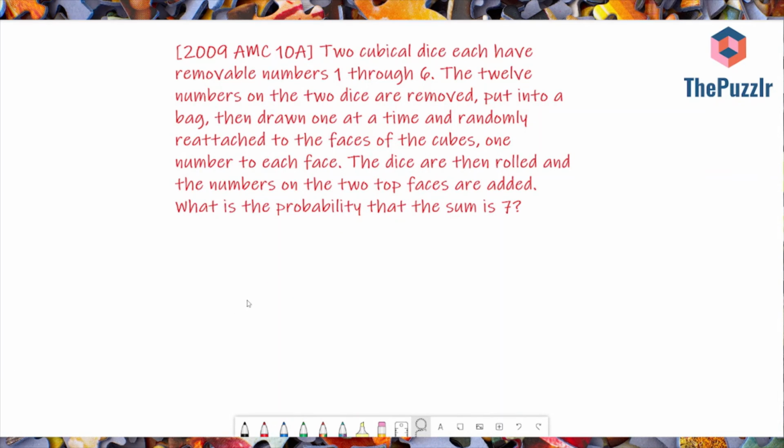Okay, another hard problem. The 2009 AMC 10A. 2 cubical dice each have removable numbers 1 through 6. The 12 numbers on the 2 dice are removed, put into a bag, then drawn one at a time, and randomly attached to the faces of the cubes, 1 number to each face. The dice are then rolled and the numbers on the top 2 faces are added. What is the probability that the sum is 7?